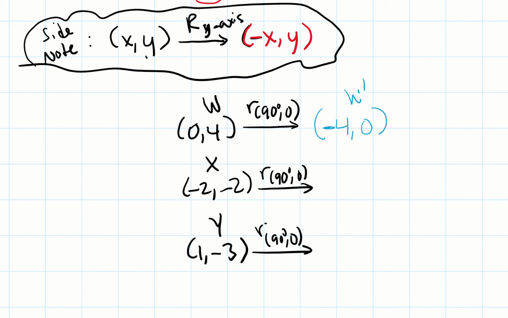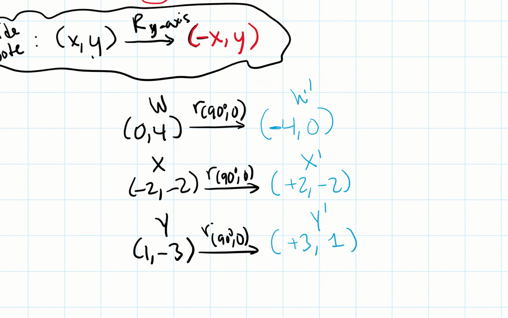It's going to be my W prime. Switch these, -2, -2, change the sign of the first one. So it's now +2. Again, switch these, change the sign of the first one. So it's +3. All right, that's our first transformation. We're going to draw that in a little bit.